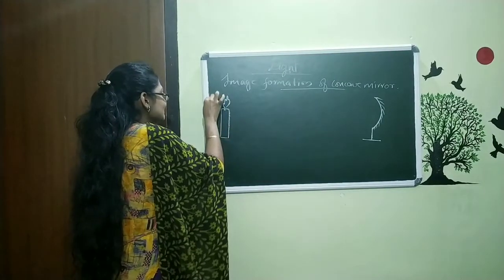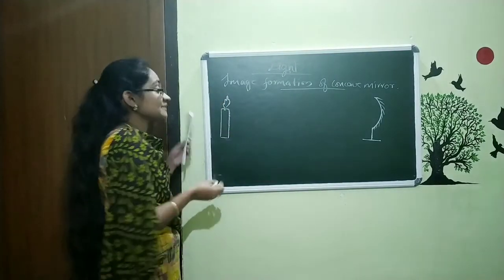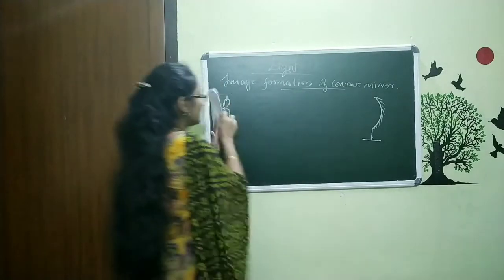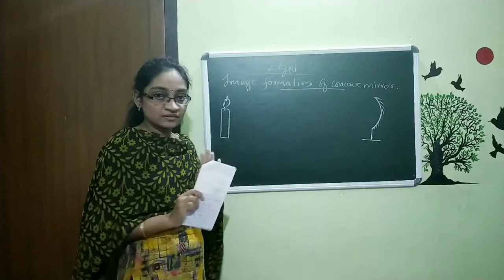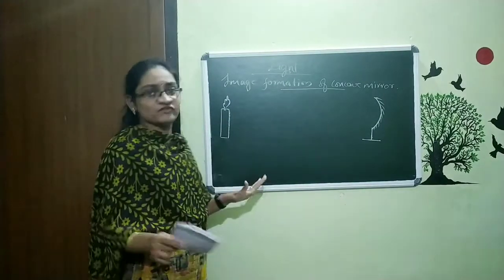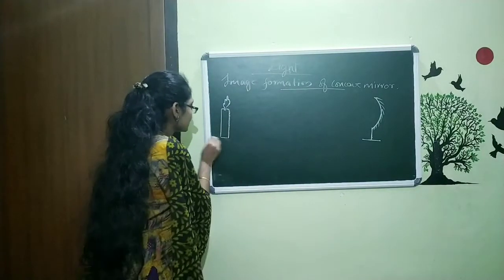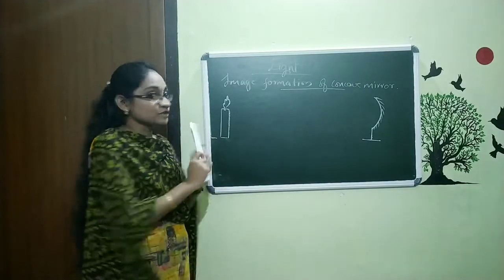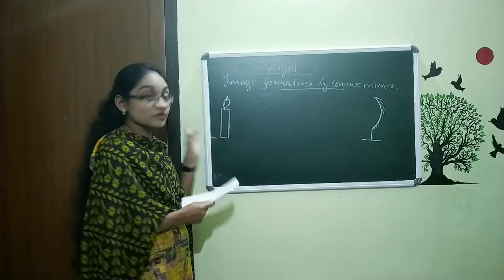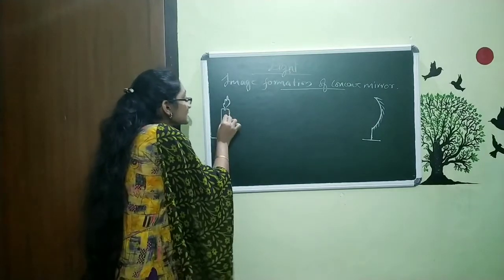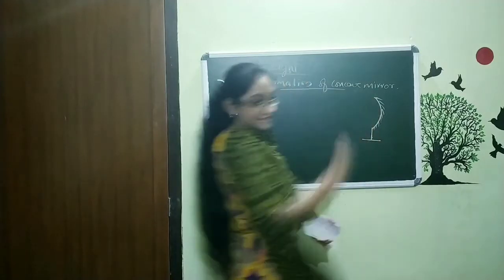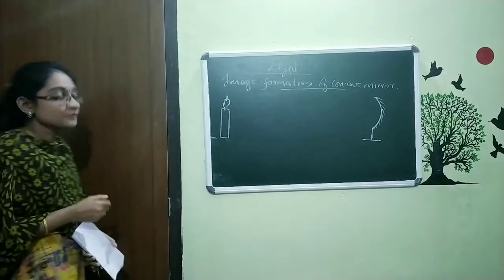And I have one screen. First I am just placing the screen at this point. The peculiarity of the screen is that I can move it front, back, and sideways, anywhere. This screen has a stand, so I can move it from one place to another. It is not fixed. And this is the candle and this is our concave mirror.